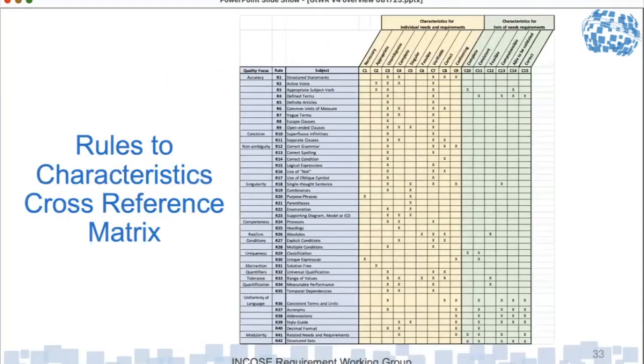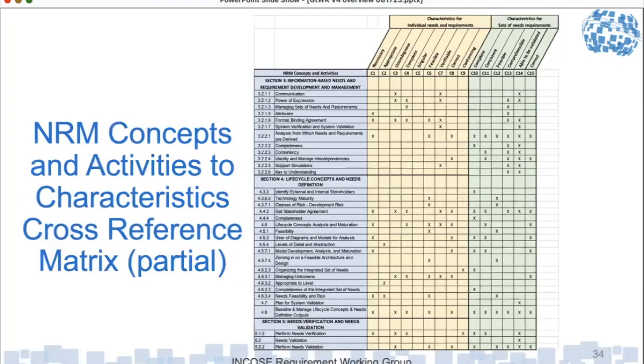And so, like I say, we have the rules-characteristics cross-reference matrix. You can see the 42 rules listed here, and then they're mapped across to the 15 characteristics that we define in the guide, showing how they contribute to that. But we also have this matrix where we take different sections within the needs and requirements manual and map them to the characteristics also. So again, if you want individual needs and requirements and sets to have the characteristics, you have to address both the concepts and activities in the needs and requirements manual as well as the rules.